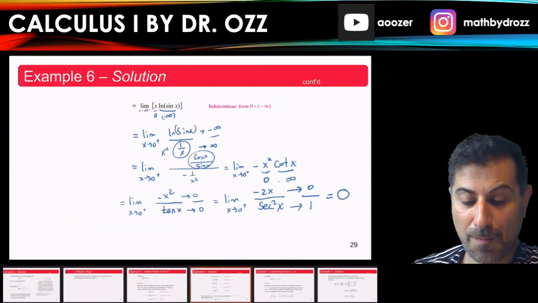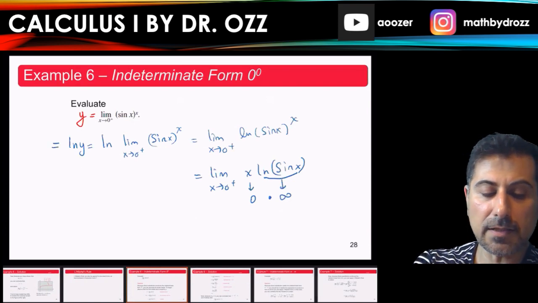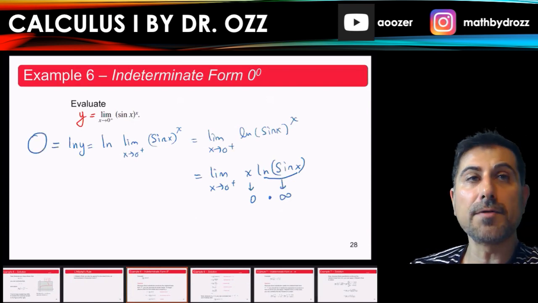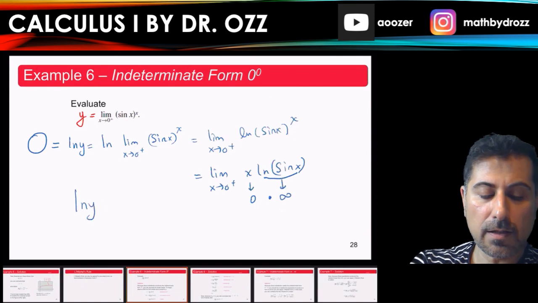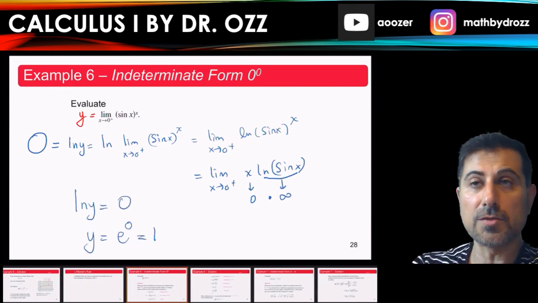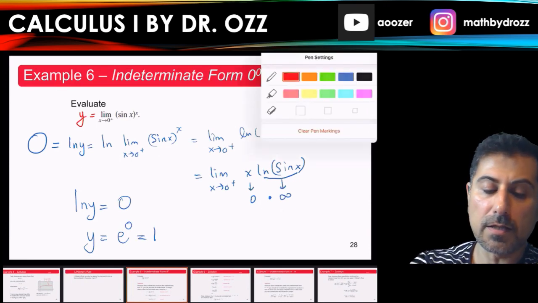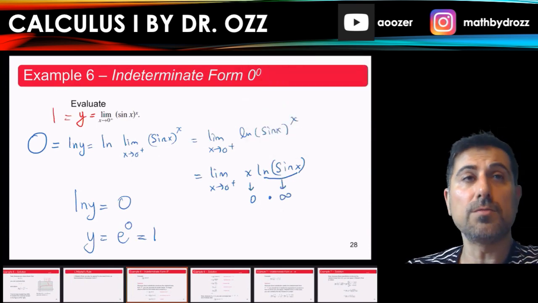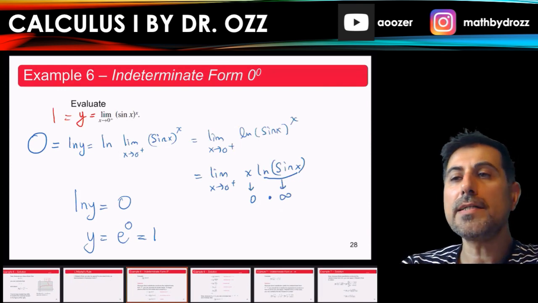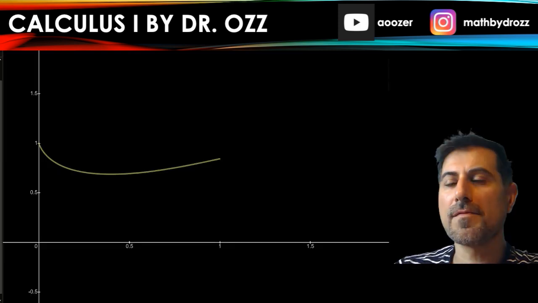All right, so I can go back and conclude that this limit is exactly equal to 0. If ln y is equal to 0, y is equal to e to the 0, which is 1. So it turns out that y is exactly equal to 1. And right now you can pause the video and graph sine x to the power of x, and let's see what you're going to have.